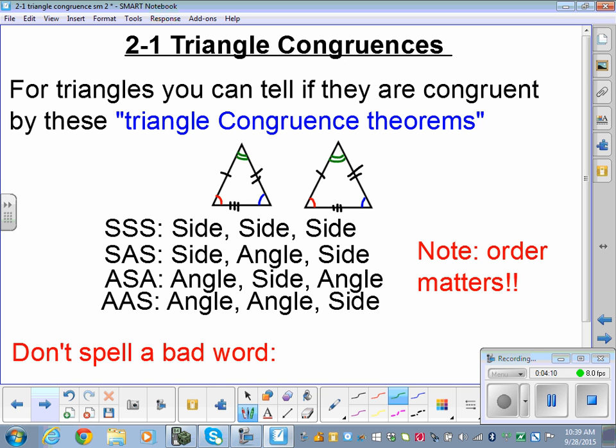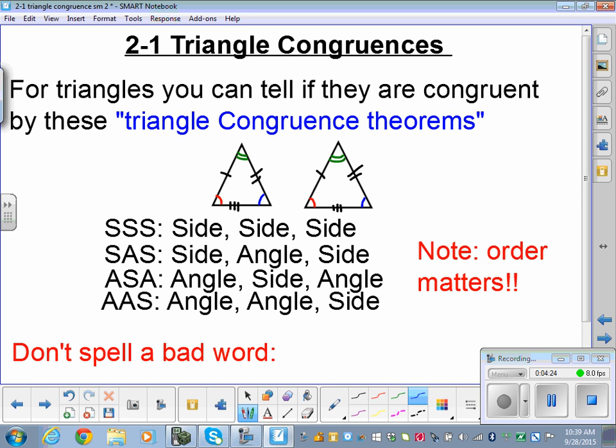So for triangles, we're going to be given 2 triangles and we're going to determine if they're congruent. Now we're going to use triangle congruence theorems. We have learned these in the past, but we're going to get a little bit more advanced with them today.